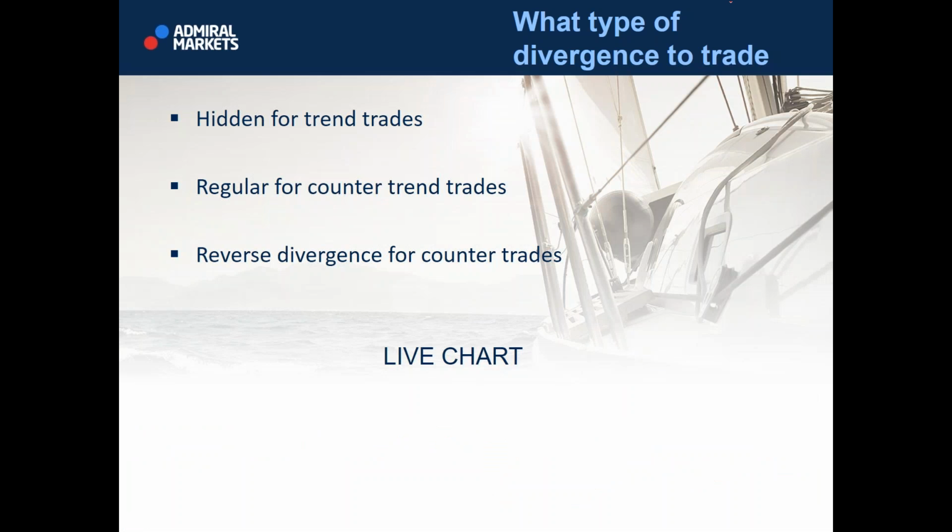So what type of divergence to trade? Hidden for trend trades, remember this is important. Regular for counter trend trades, okay? This is very, very important. Reverse for counter trend trades, because they are similar to regular divergence.